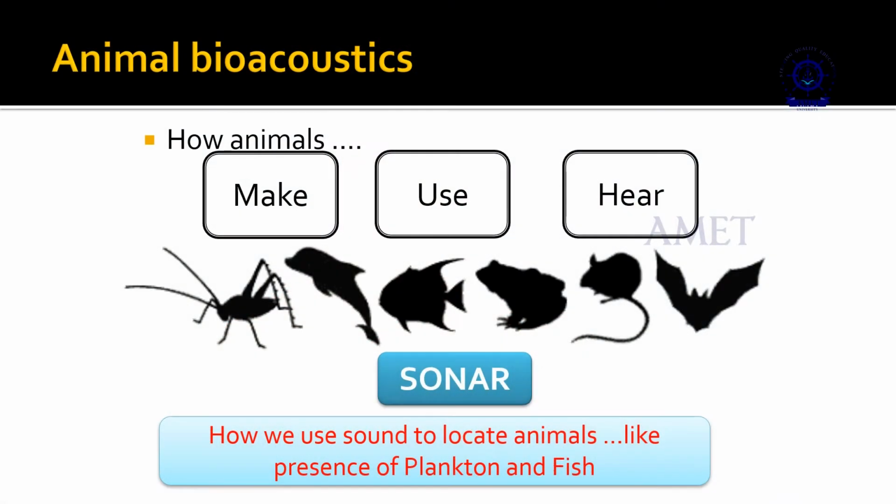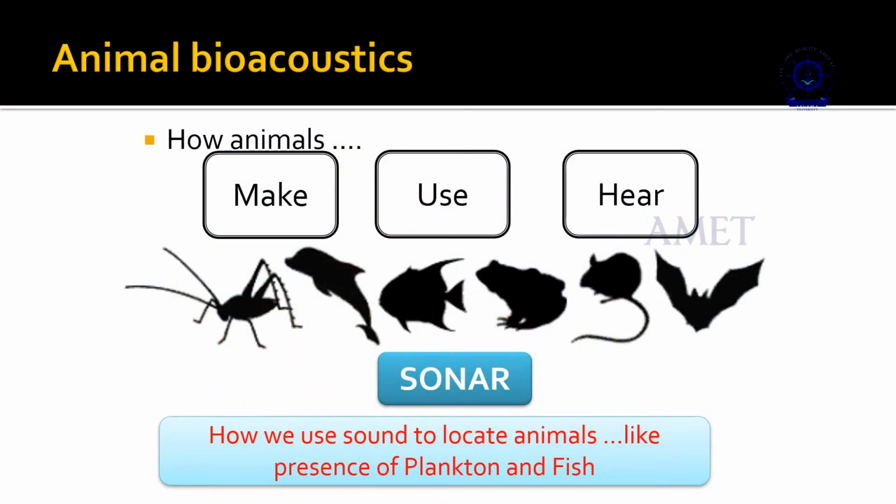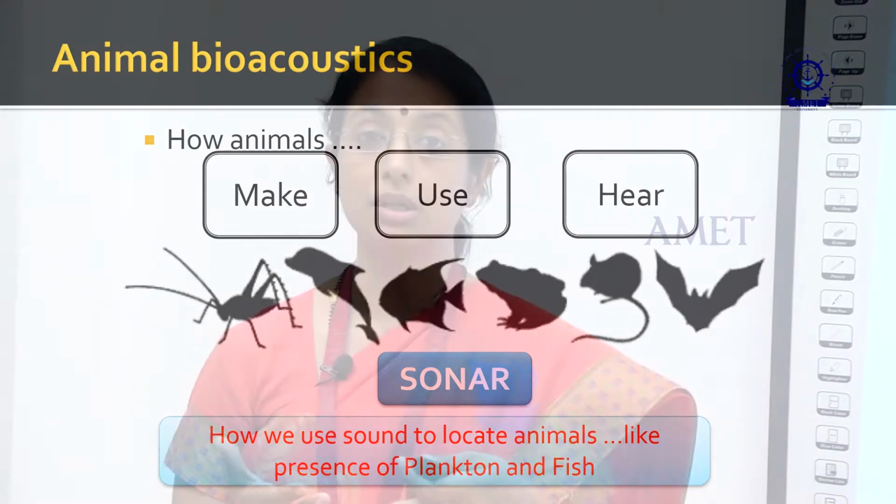Next is animal acoustics. Animal acoustics is the study of how animals hear sound and how they generate sound waves. The sound waves they generate and how they use them is also used for the design of several instruments, for example, sonar, sound navigation and ranging. It's an instrument which we use for detecting several objects which are not perceivable or visible in normal conditions.